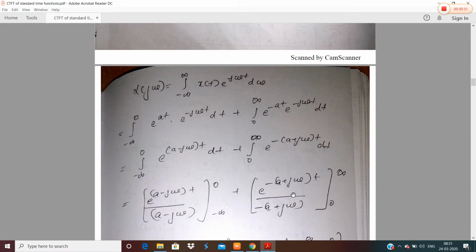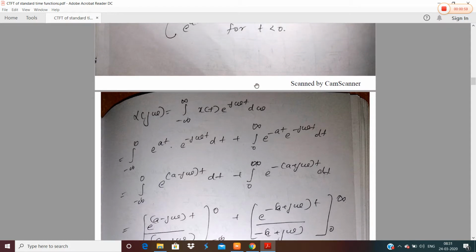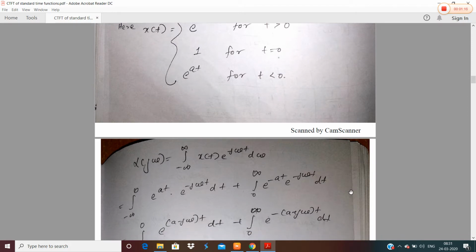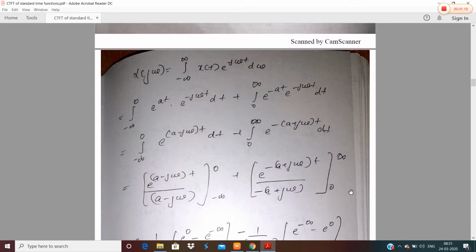Hence we can split the integral into two sections, that is minus infinity to 0 and 0 to infinity. For minus infinity to 0, that is for t less than 0, we have e raised to at, x of t's value, multiplied by e raised to minus j omega t dt. That is your standard equation. Plus 0 to infinity, that is for t greater than 0, we have the value e raised to minus at into e raised to minus j omega t dt. And next we'll integrate it.